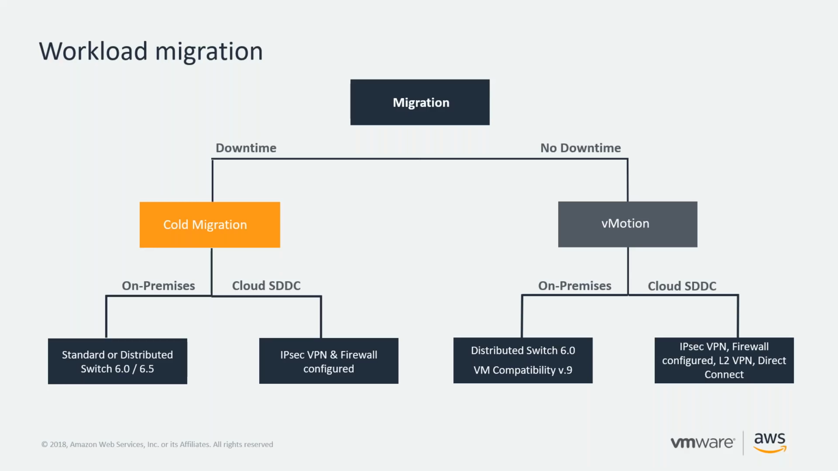On the right-hand side, for the workloads that cannot incur downtime, we look at things like vMotion. And on the on-prem side, it does require a distributed switch. Notice that it does not allow you to have a standard switch there. So you need to have VM compatibility at version 9 or higher, and a distributed switch. On the Cloud SDDC side, we have a few additional requirements. One is a layer 2 VPN. There's a few different ways that you can set that up.